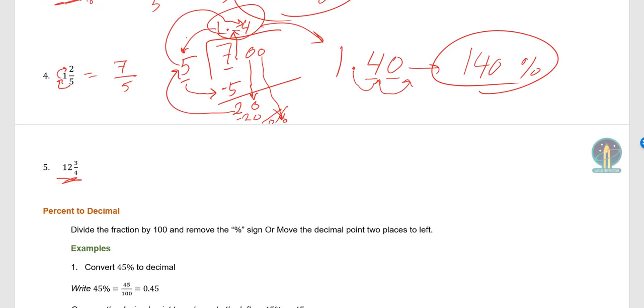12 3/4. Now there's actually a pretty easy way to simplify this number before attempting to convert it to a percentage. So 3/4 is what? 3/4 is 0.75, right? So this is the same as 12.75. Now how does that convert to a percentage? Well, again, very straightforward at this point. You just move the decimal point 2 spaces to the right. So you end up with 1,275%.